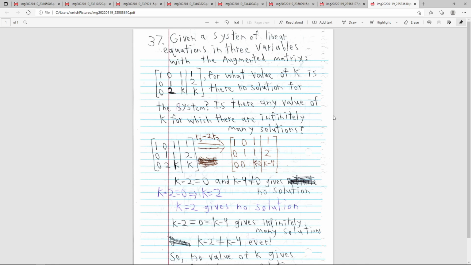And one last problem. We're given a system of linear equations in 3 variables with the augmented matrix given here. So for what value of k is there no solution for the system, and is there any value of k for which there are infinitely many solutions?